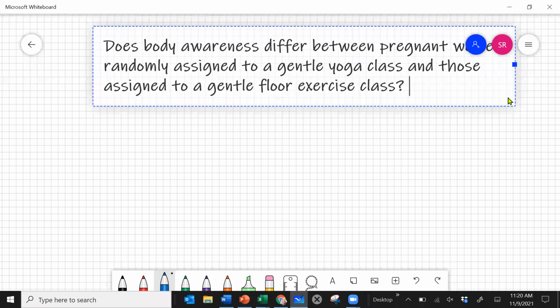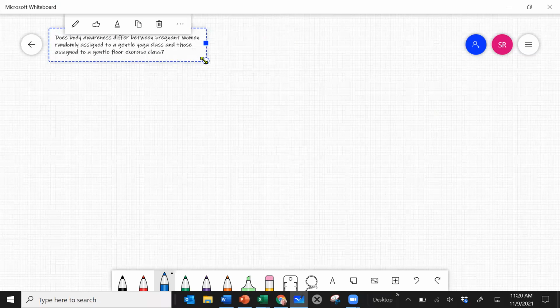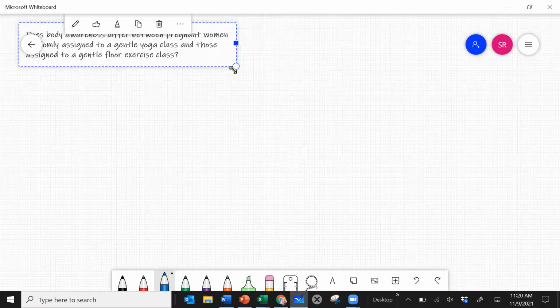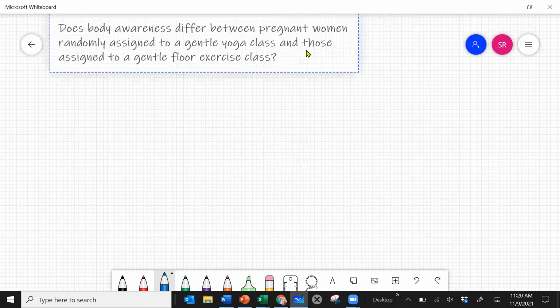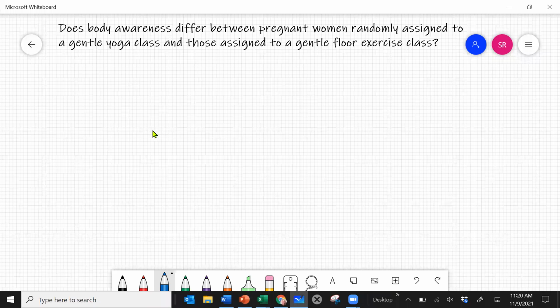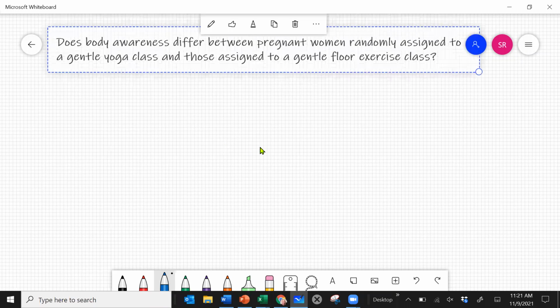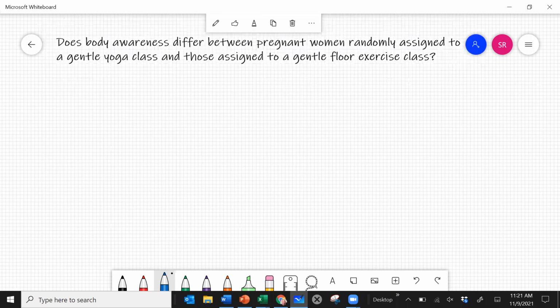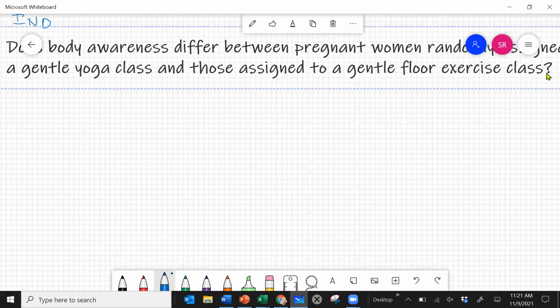And the thing that makes this an independent samples t-test is that it's not the same women in both groups. It's that we have different women in each group. So some pregnant women are taking this gentle yoga class and others are taking this gentle floor exercise class. So it's not like the paired samples where we had one woman first doing the yoga and then doing the floor exercise. These are different women. And that's why these samples are independent and why we're doing this independent samples t-test, because these are two separate groups of women.